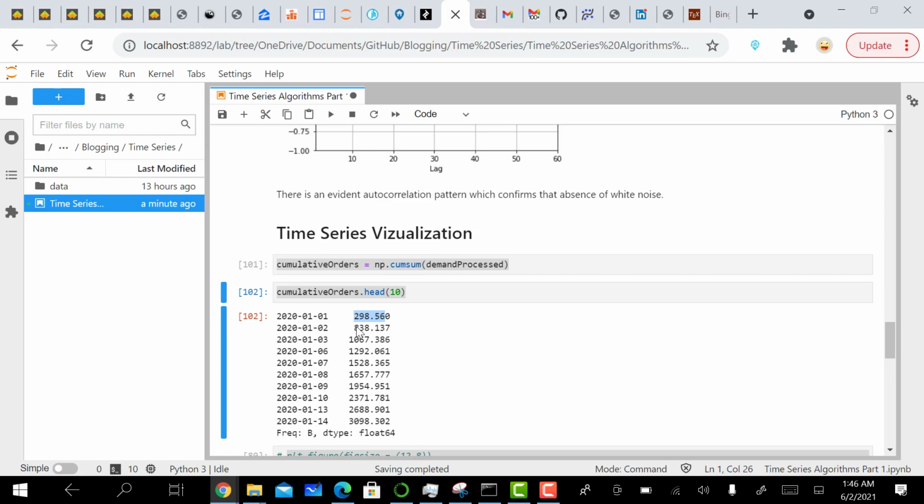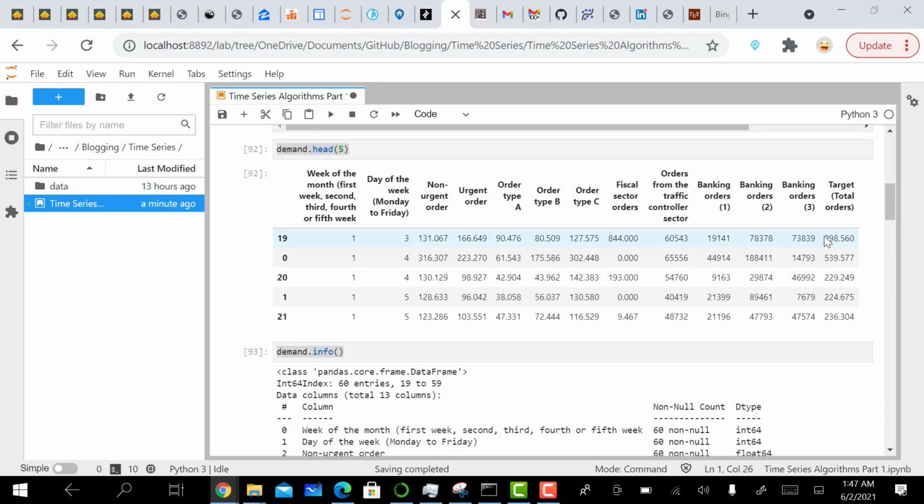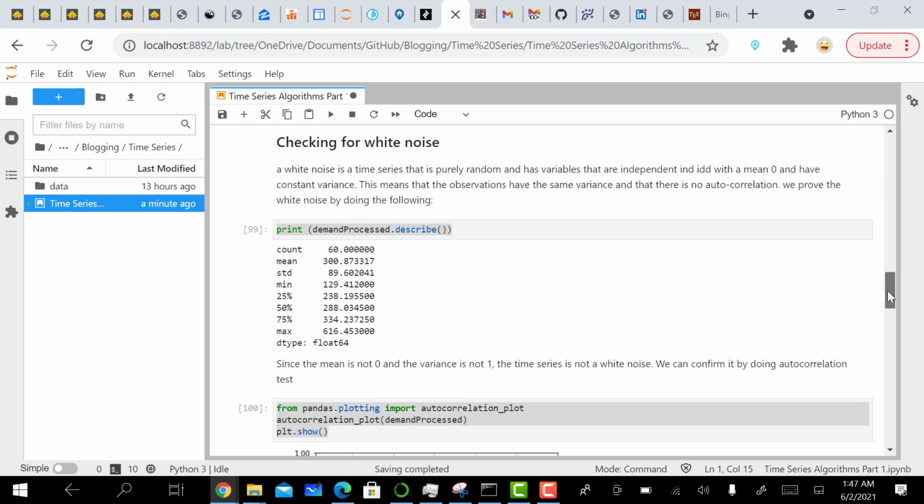the order for the second, and this number is as of, so it's pretty much the first number. If I go back to my data set, it's going to be 298.56 plus 539.77. Okay, so that's my second number. So it's an aggregation, an accumulation over time.